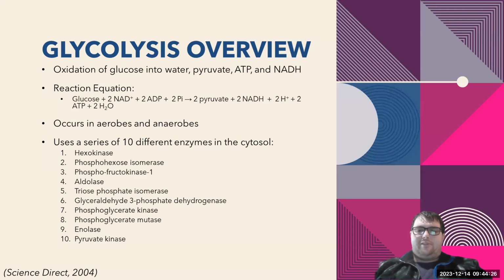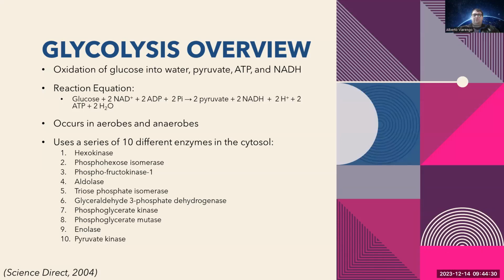Start with glycolysis. So glycolysis, basically, glucose, we intake, it oxidizes and it turns into water, pyruvate, ATP, which is an energy yielding molecule, and NADH, an intermediary molecule that helps with other metabolic processes like the electron transport chain, citric acid cycle, and so on.